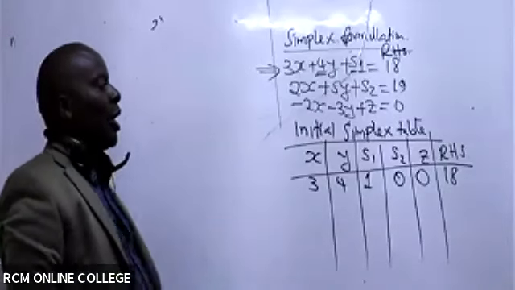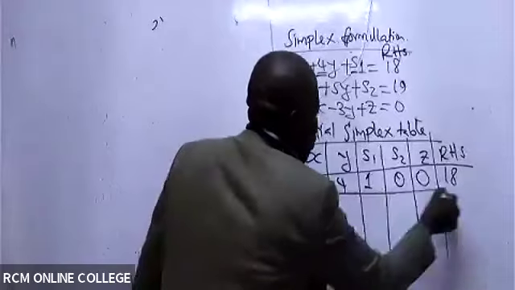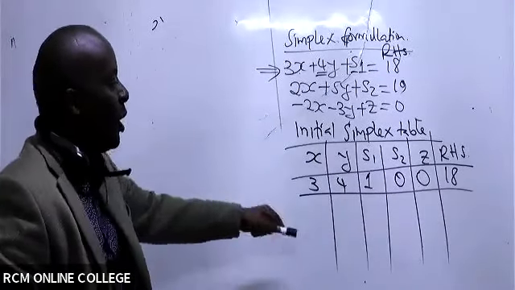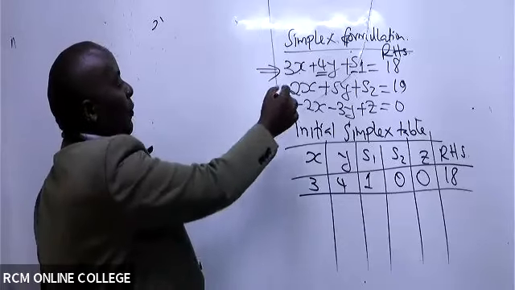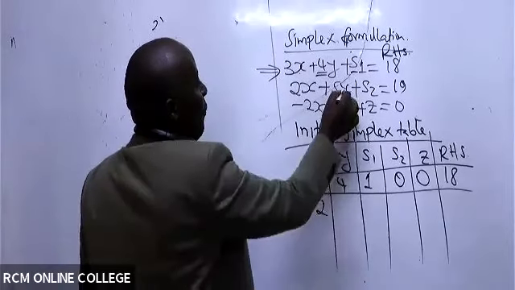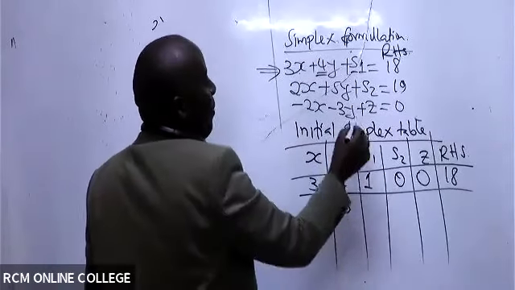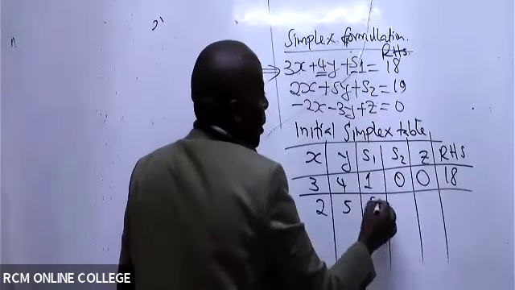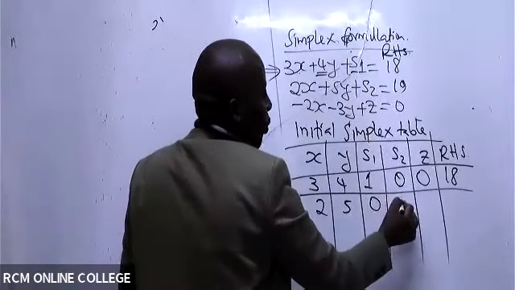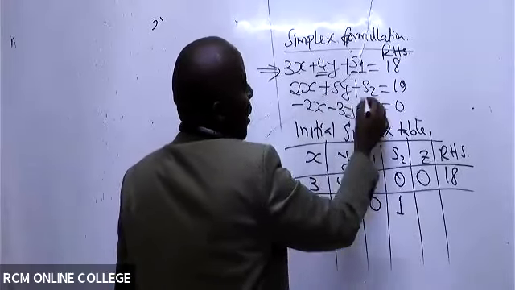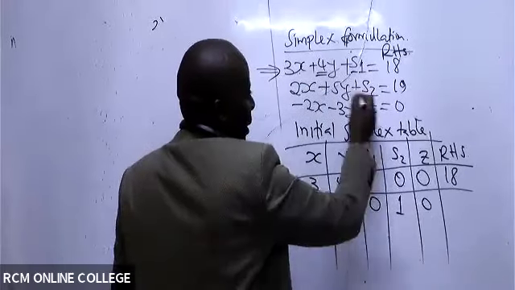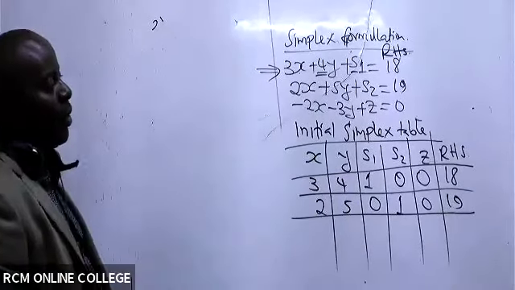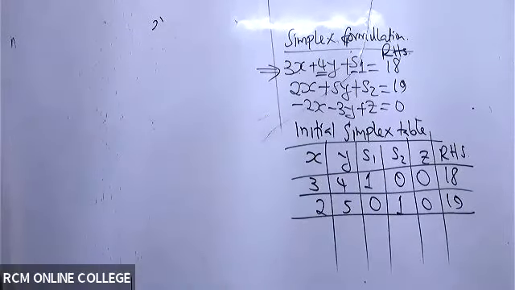So you go and do equation number 2. What do we have over here? Is there somebody who can fill up equation number 2 into the table? Very easy. Before x I have a 2. Before y I have a 5. There is no S1 here, so this is 0. We have S2, which is 1. And then you can see no Z here. Then we have the right-hand side as 19.